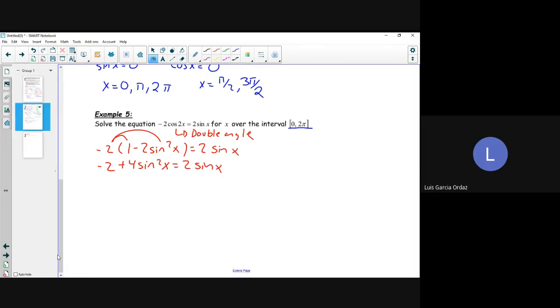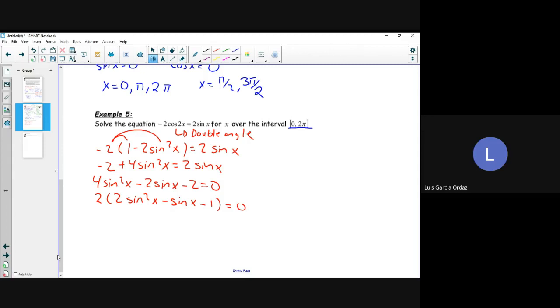We're going to move the 2 sine x to the left side. So we get 4 sine squared x minus 2 sine x minus 2 is equal to 0. And what we need to figure out is if there is a common factor. What we can do is factor out a 2. So we're left with 2 sine squared x minus sine x minus 1 is equal to 0.